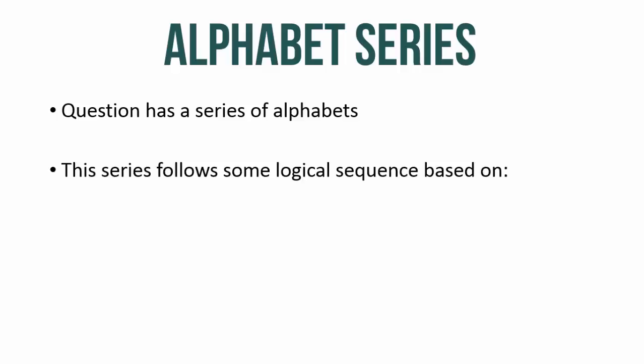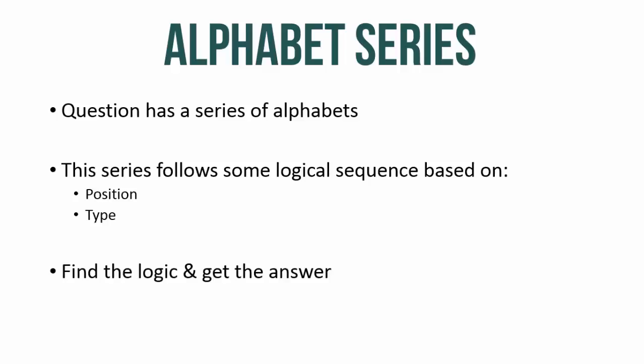This alphabet series would typically follow some kind of logical sequence. Now, this logical sequence might be based on the position of the alphabet, that is, its position in the entire list of alphabets, such as A, B, C, where A comes first, B comes second, and Z comes last. It could be based on the type of alphabet. What you have to do is find the logic behind the sequence and get to the right answer.